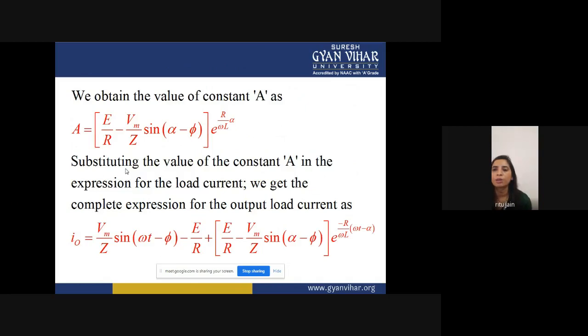Substituting the value of the constant A in the expression for the load current, we get the complete expression for the load current. So I naught is equal to Vm upon Z sin omega t minus phi, minus E by R, plus E by R minus Vm upon Z sin alpha minus phi, times e to the power minus R upon L omega into omega t minus alpha.